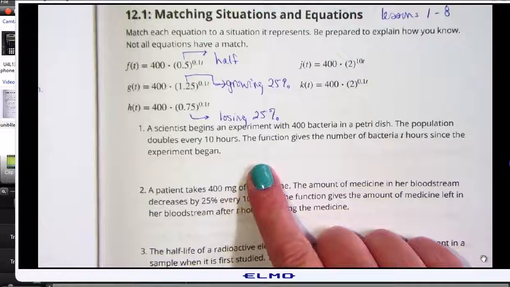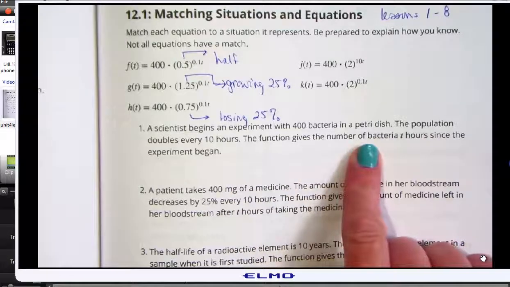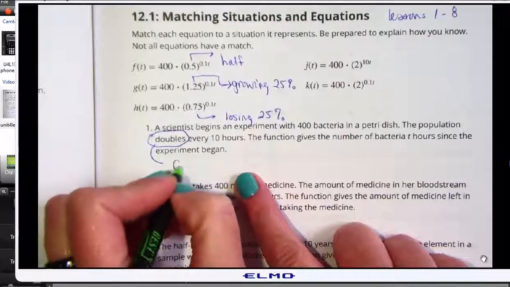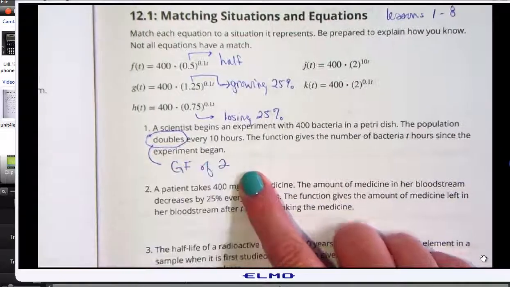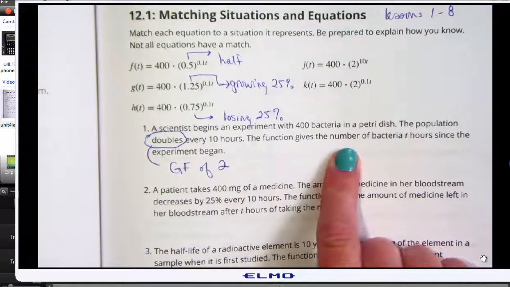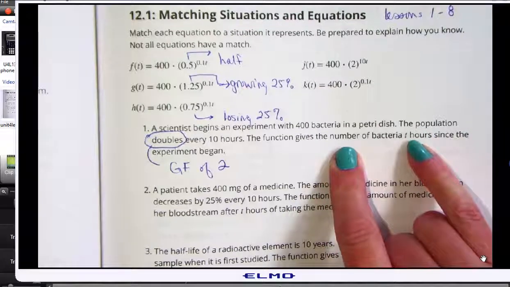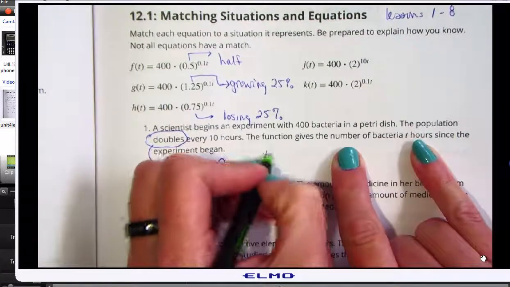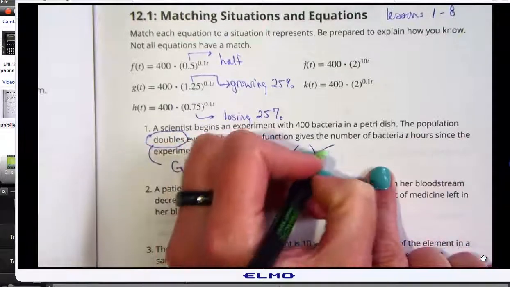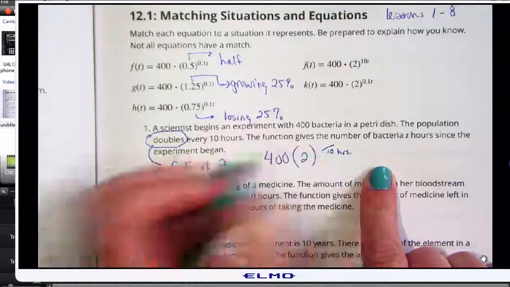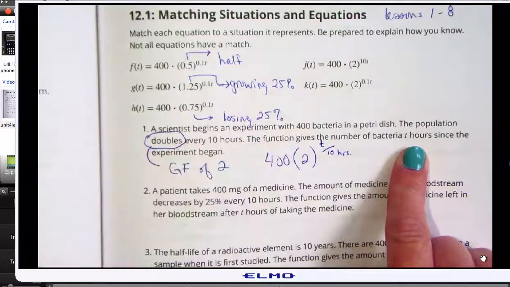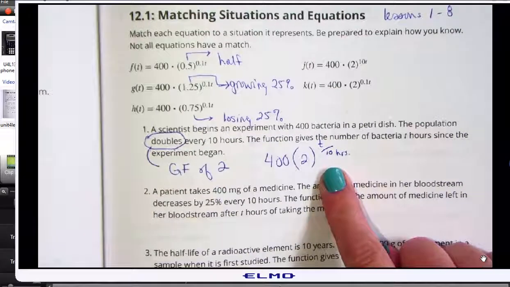So a scientist begins an experiment with 400 bacteria in a petri dish. The population doubles, so there's our growth factor, every 10 hours. So we need a function that gives the number of bacteria in t hours. So again, starting with 400, doubling each time, and it doubles in 10 hours. It wants to know every single hour. So I would be looking at something like this.